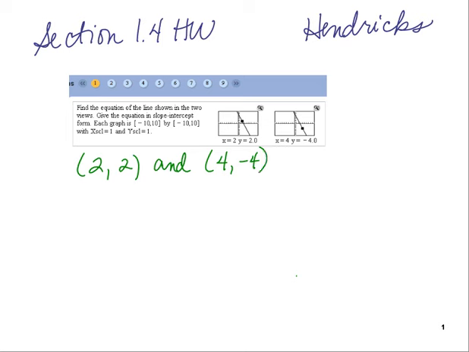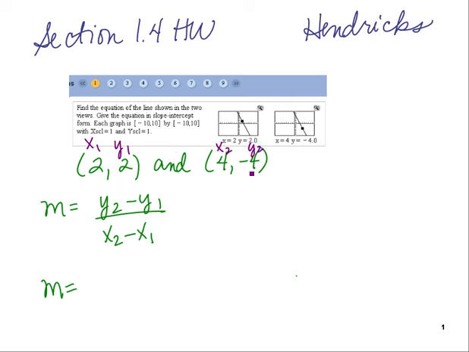So to begin, the first thing that we need to find to write the equation of a line is the slope. This formula hopefully is embedded in your brain right now. y2 minus y1 over x2 minus x1. And I think again it's helpful if you can label the points x1, y1, and x2, y2. So plugging in, we have negative 4 minus 2 over 4 minus 2, which reduces to negative 6 over 2, or negative 3.